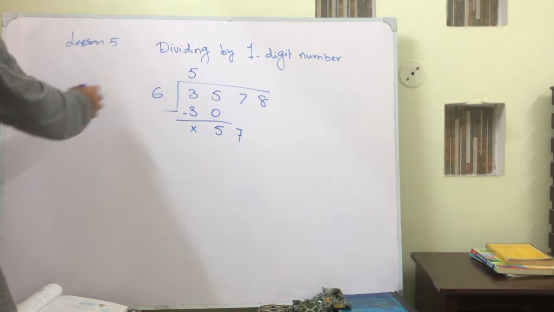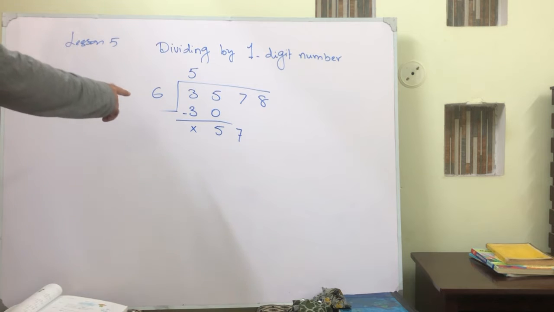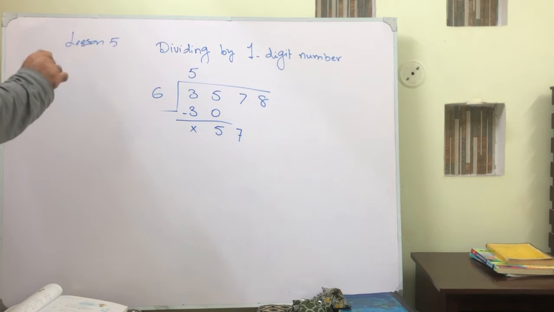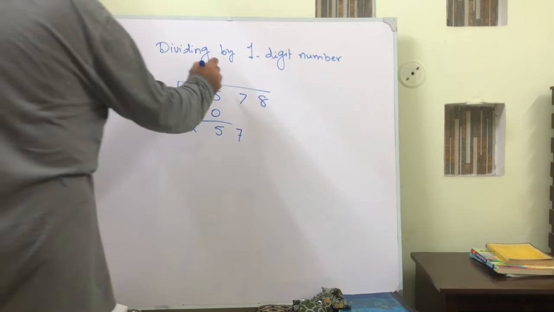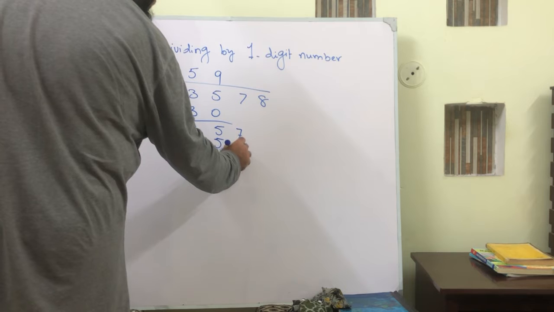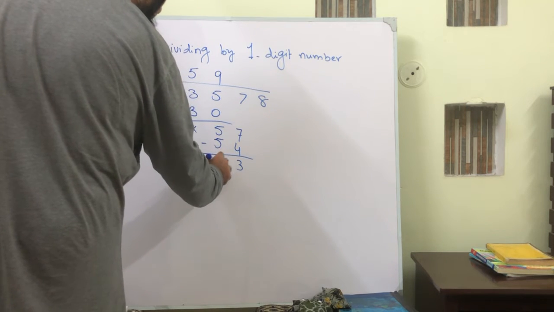57. Now go for the table of 6. 6 6s are 36. 6 7s are 42. 6 8s are 48. 6 9s are 54. 6 10s are 60. 60 exceeds. 6 9s are 54. So we will be placing 9 here. 6 9s are 54. Again subtract. 7 minus 4 is 3. 5 minus 5 is 0.